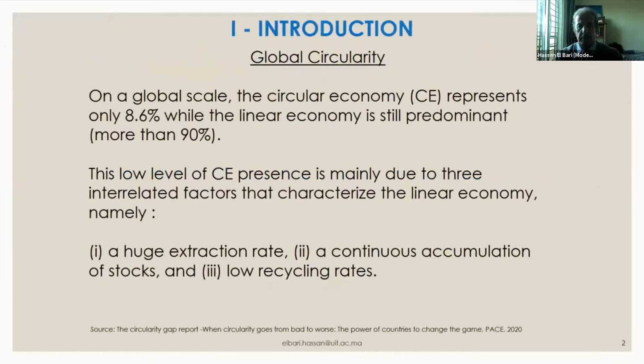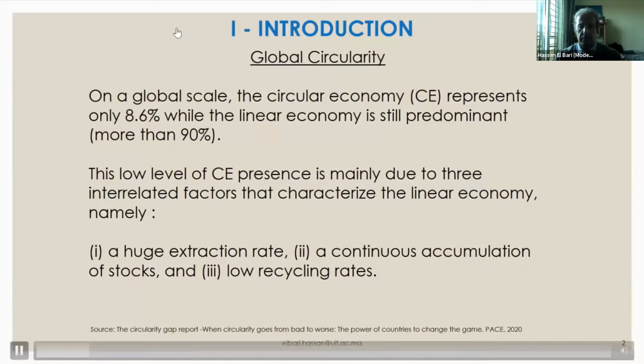On a global scale, the circular economy represents only 8%, while the linear economy is still predominant, more than 90%. This low level of circular economy presence is mainly due to three interrelated factors that characterize the linear economy, namely high extraction rate, continuous accumulation of stocks, and low recycling rates.